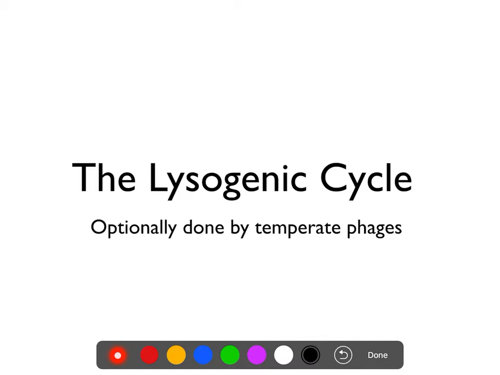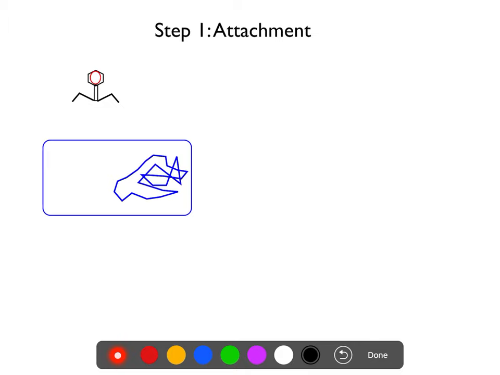The lysogenic cycle is an optional cycle that can be done by temperate phages. Temperate phages don't have to do the lysogenic cycle, but they can under some circumstances. So let's take a look at it. They start from the same place, right? Step 1 is still attachment. It's exactly the same as step 1 for the lytic cycle. In fact, as we'll see, the lysogenic cycle is actually a little outgrowth loop from the lytic. Step 2 is going to be penetration, exactly the same as it was before.